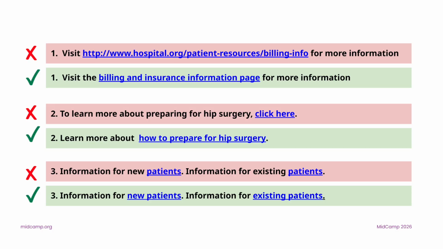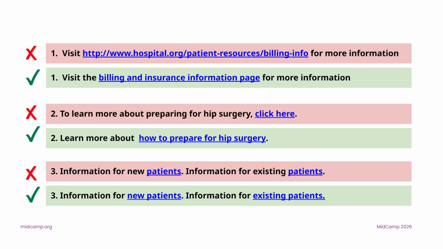So the top one that has a big red X next to it is showing what you should not do, where it's visit and then a very long URL, and I'm not going to read it at this moment. Okay, I'll read it. www.hospital.org/patient-resources/billing-info for more information. Can you imagine that being said to you through the screen reader? Let alone as a user that's not familiar with URLs, you're going to be like, what the heck is that? Where am I going? My trust in this organization just went down.